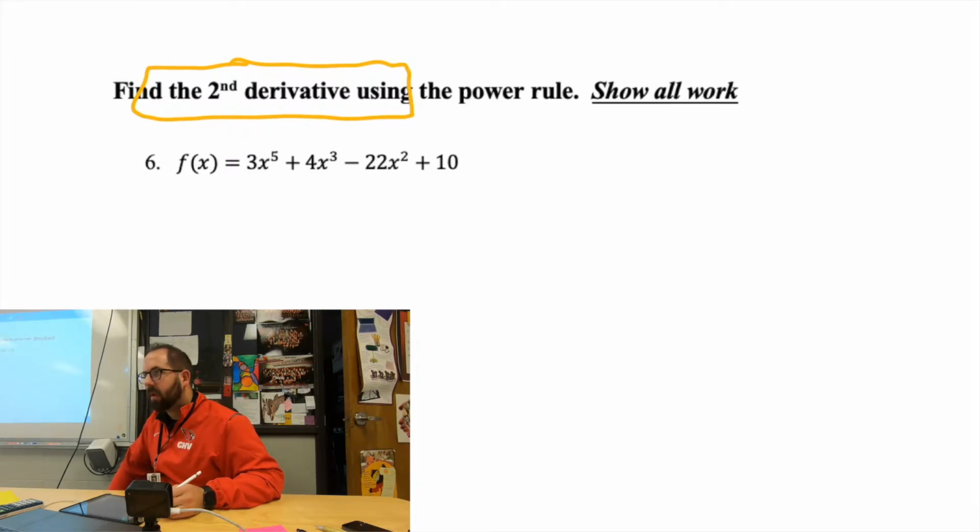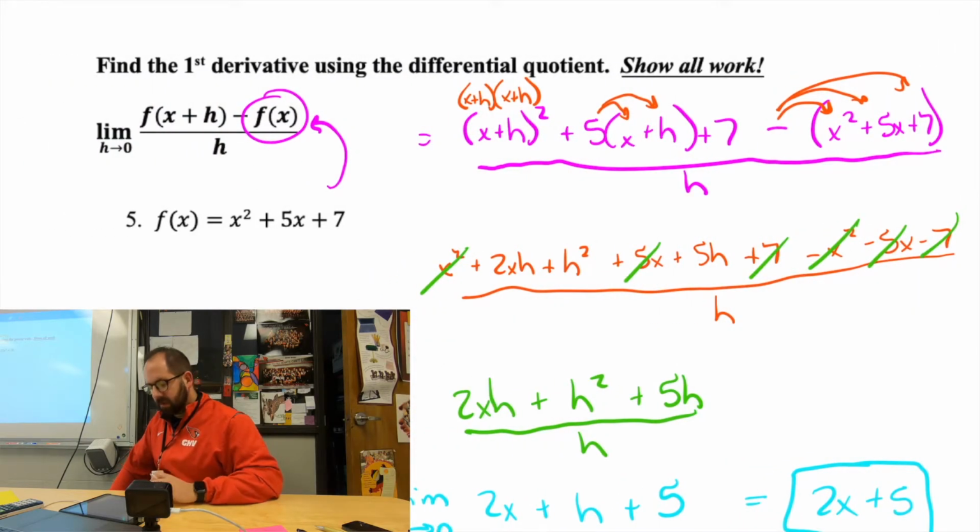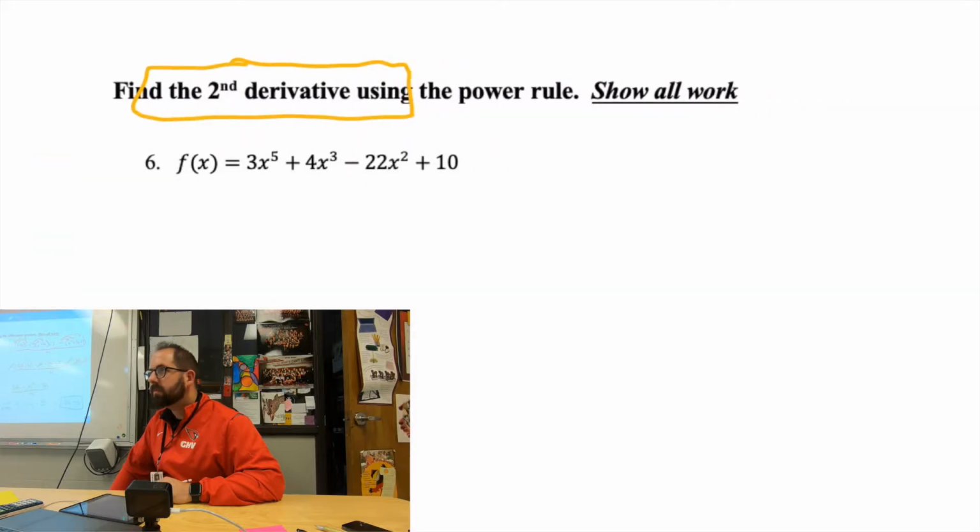Wait, what's the other rule where it's not the power rule? Quotient rule, chain rule. No, I mean like, what's the last problem we did? Differential quotient. Okay, so it says using differential quotient. Yeah, it said that here. Okay. Here's what it looked like.